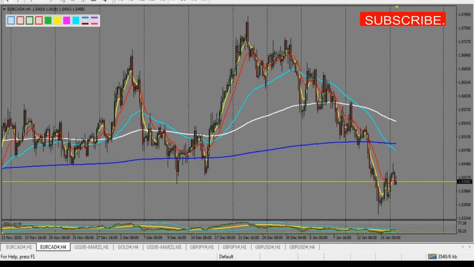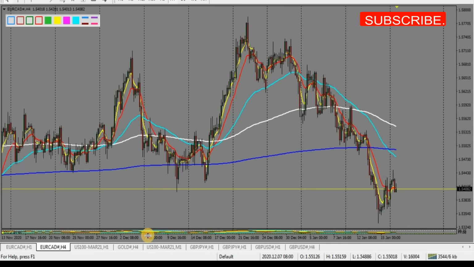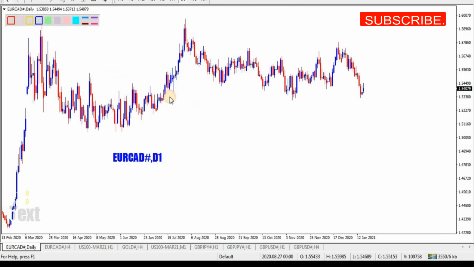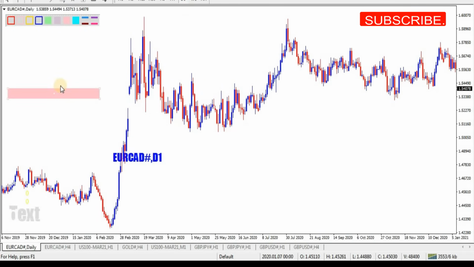So the most important thing that I'm always going to emphasize is market structure, right? Market structure and your supply and demand is very important. Order flow is very important. Knowing where the traps are is very important. So we're looking at EuroCAD, and remember, I always want to start with the higher time frame and understand why price is moving a certain way.